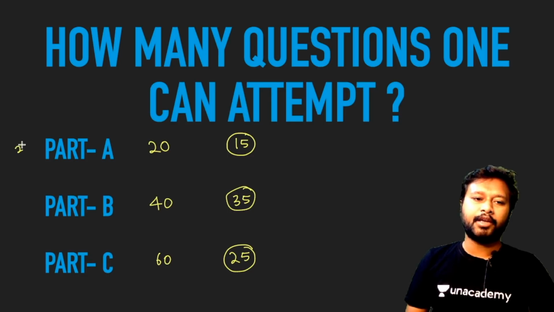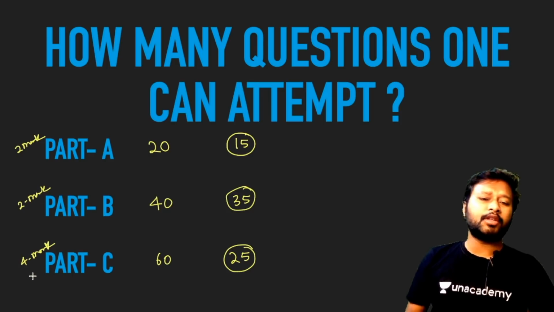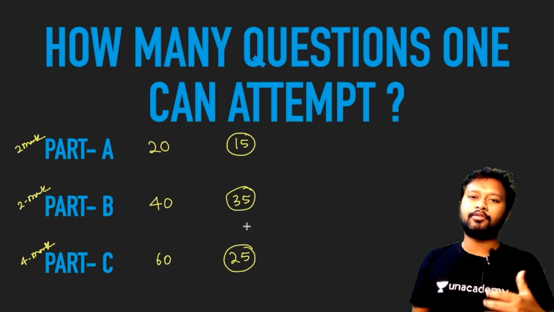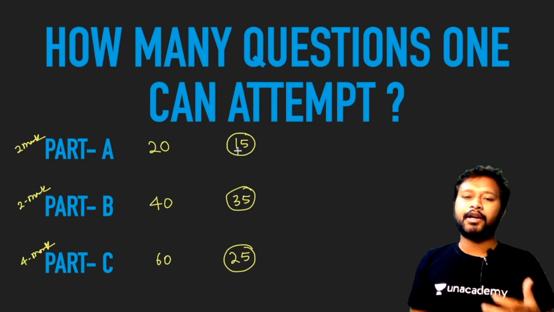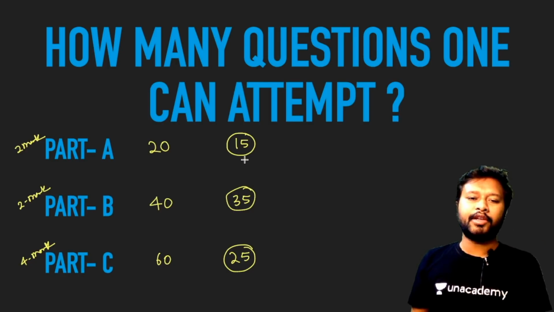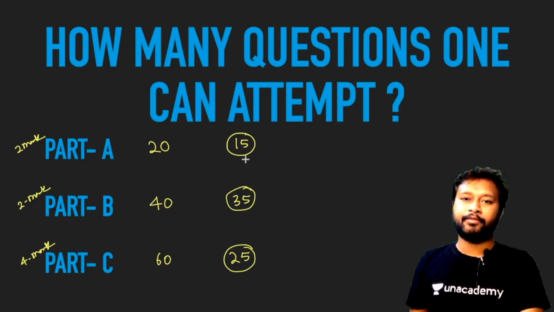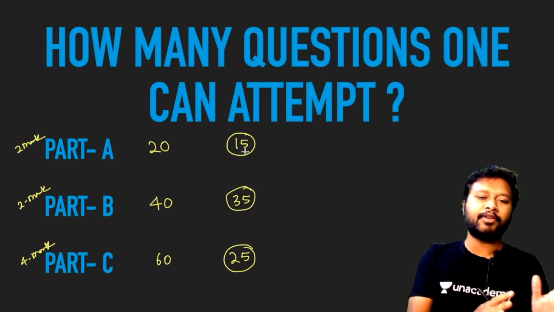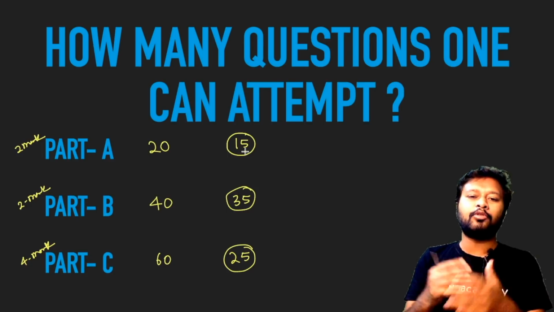Remember that part A is 2-marker questions, part B is also 2-marker questions, whereas part C are 4-marker questions. One more thing which people ask is whether they have to do this many questions only or they can do less than that. Of course you can do less than that. If let's say in part A you are able to do only 10 questions, do only 10. It's not mandatory to do all 15, but you cannot do more than 15. You have to do 15 or less than 15 questions, but you cannot do more than 15 questions.